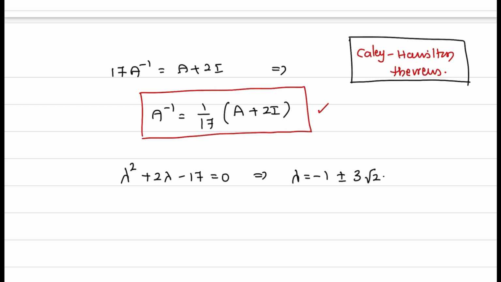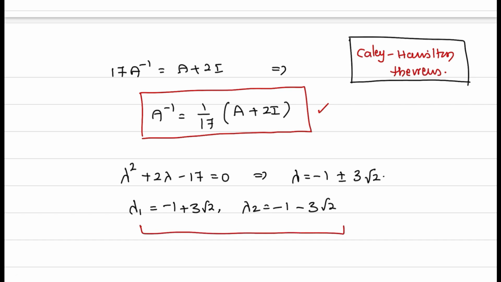Here you will get lambda 1 and lambda 2. Lambda 1 is equal to minus 1 plus 3 into root 2. Lambda 2 is equal to minus 1 minus 3 into root 2. These two are the eigenvalues. And we will see the uses of the eigenvalues, how eigenvalues are connected to your determinant, how to find the eigenvectors, and also how to find the inverse within seconds.